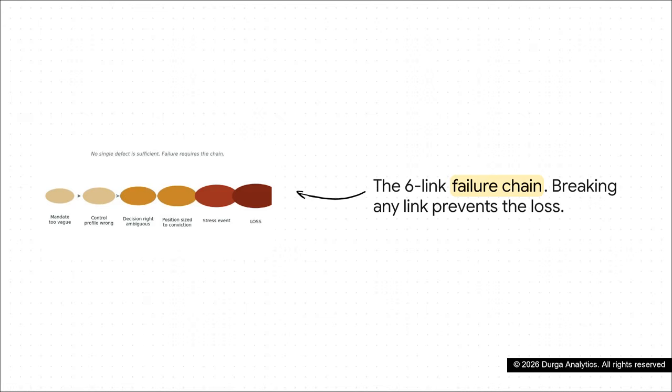Look closely at this visual. Notice how the failure maps out, starting way over on the left with a vague mandate, cascading down through incorrect control profiles, ambiguous decision rights, sizing positions to conviction rather than exit liquidity, all the way to a final stress event that triggers the actual loss. Every single catastrophic loss we've covered requires all 6 of these links to hold together. And what that means for us on the desk is that breaking just one link prevents the entire disaster. That is your operational superpower.